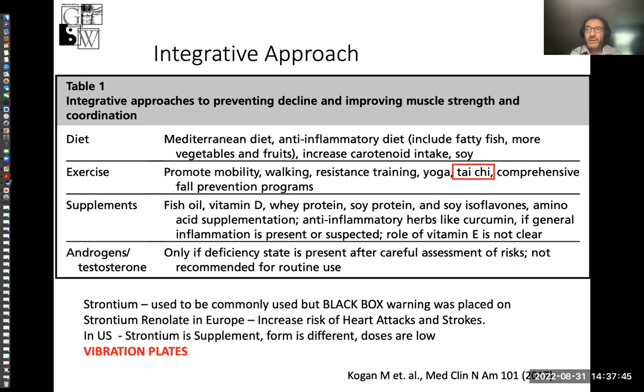Strontium is a fascinating molecule that I do use periodically in some of my patients. It does have a black box warning in Europe because of the increased risk of heart disease. However, that's with strontium ranelate, which we don't have in America. In America, we have strontium citrate or organic forms of strontium, which are not necessarily linked to the risk of cardiovascular disease, especially since the dose is significantly lower. So I do periodically use this product. It's very effective, and the evidence on that is really good.